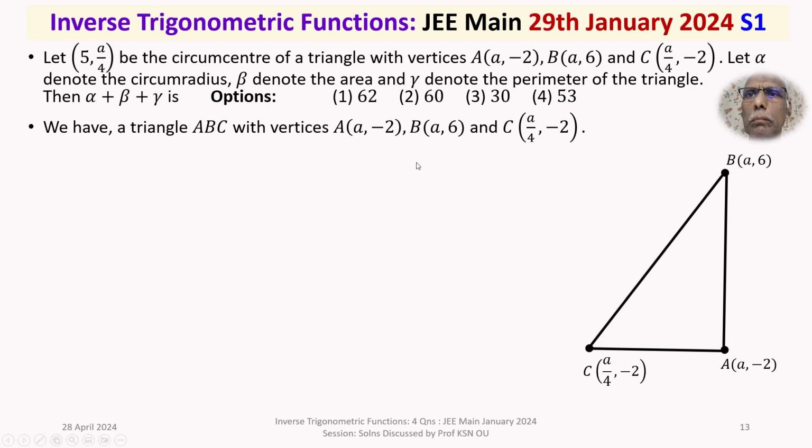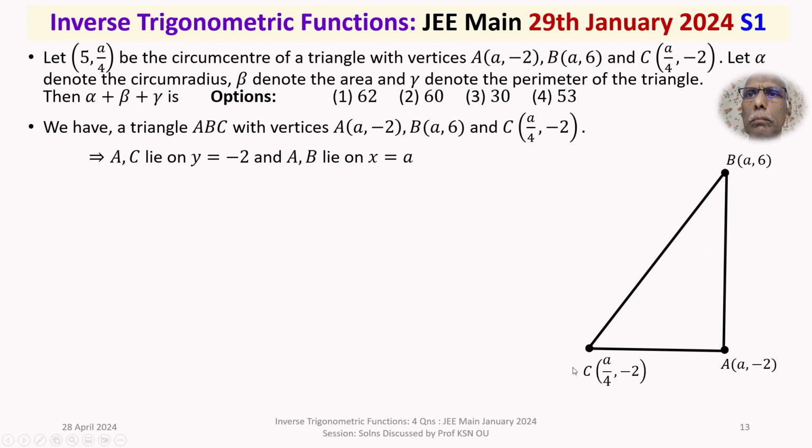And now look at C and A. In C, the y coordinate is minus 2. In A, the y coordinate is minus 2. So that means A and C lie on the line y is equal to minus 2. And if you see, the x coordinate of A is small a, the x coordinate of B is small a. That means A and B lie on the line x is equal to a. So this will imply A and C lie on y is equal to minus 2, and A and B lie on x is equal to a.